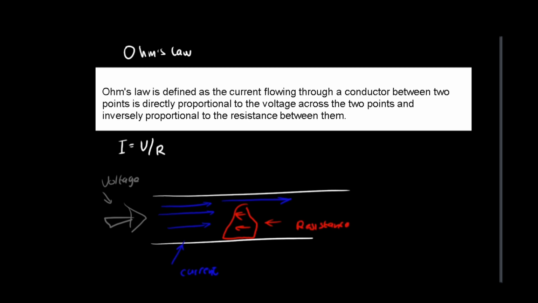Just like water flows through a pipe, electricity flows through a conductor. The bigger the pipe, the more water can flow. Similarly, the lower the resistance in a circuit, the more current.